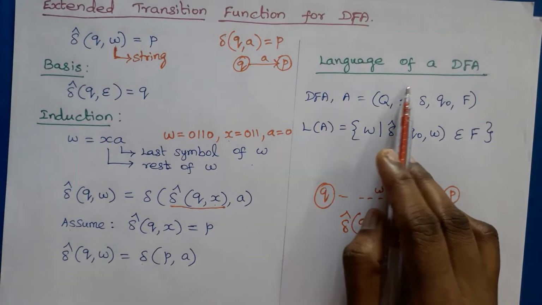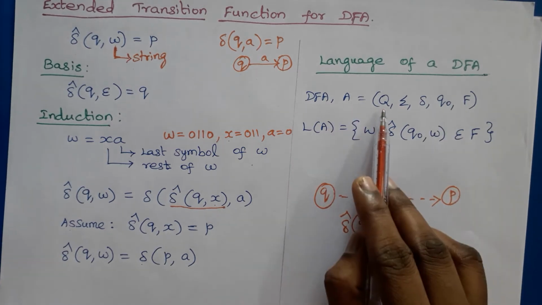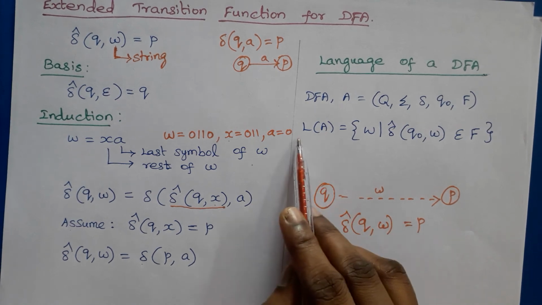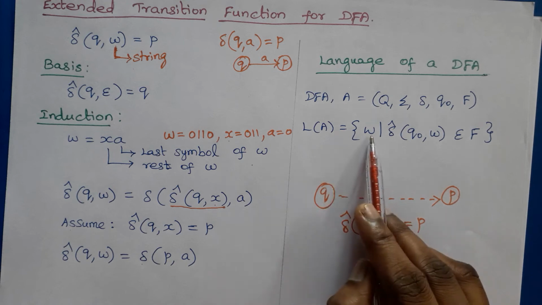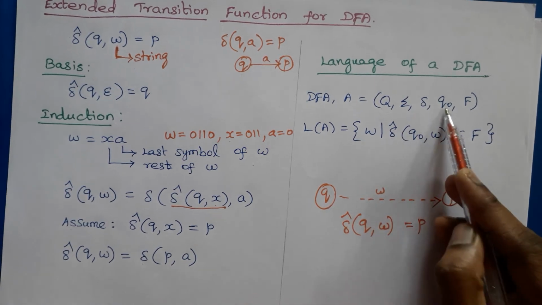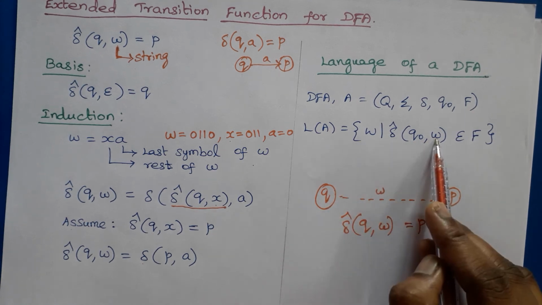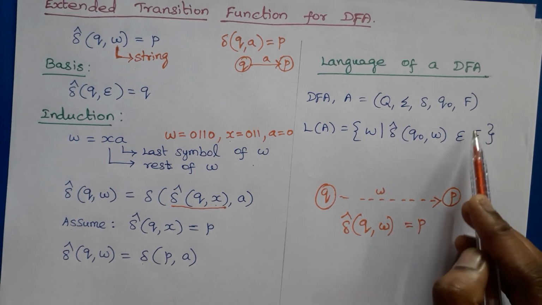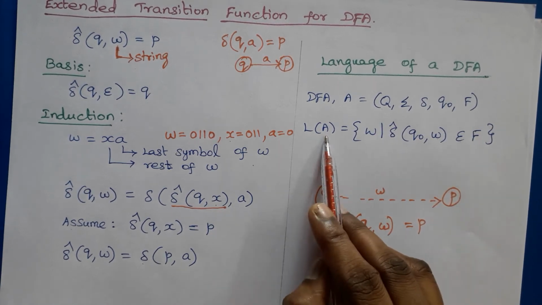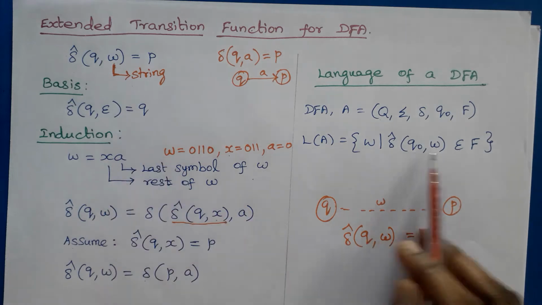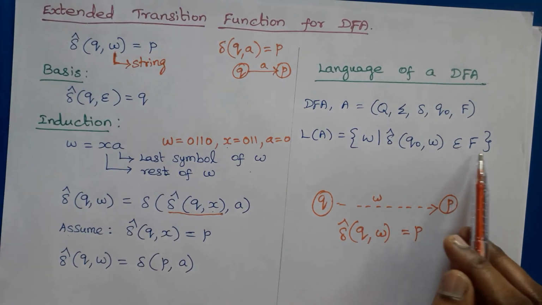Then we need to know about the language of a DFA. If the DFA A equals Q, sigma, delta, q naught, F, then the language of the DFA A can be represented as L of A. L of A is equal to the set of strings W. Language means a set of strings W. Here the condition is that if we find delta cap of q naught, the start state, comma W, then we should get some final state; the output should belong to the final states F. So L of A means the set of strings W such that delta cap of q naught comma W, the extended transition function for W, reaches a final state.